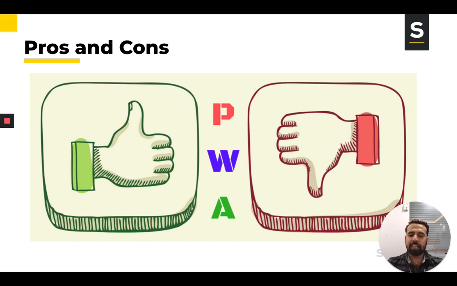Now, just like two sides of a coin, every new technology and framework has its pros and cons. Let's start with the advantages because everybody likes the dessert first. First and foremost, it is very fast, loads instantly. An application like Tinder, which has a lot of user interactions and images, loads within 4 to 5 seconds of entering the URL.